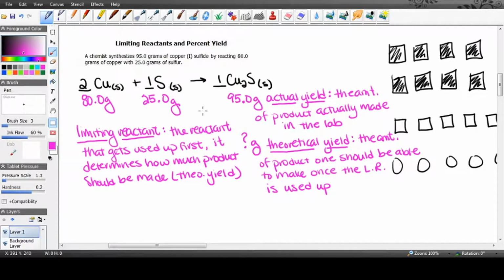So again, how do we figure that out, right? We look to see how much product each reactant can make. Okay, so we're going to do 2 sets of dimensional analysis. We're going to go from grams of copper down into grams of product. And then we're going to do a second set of dimensional analysis. We're going to go grams of sulfur. And again, ask ourselves how many grams of product can that make? Whichever reactant can make the least amount of product is your limiting reactant.